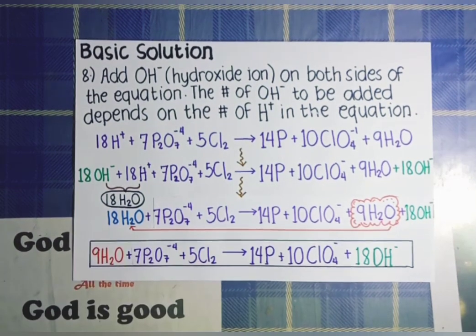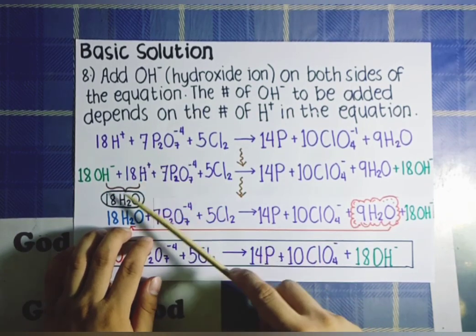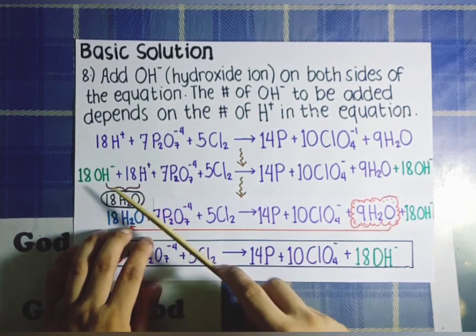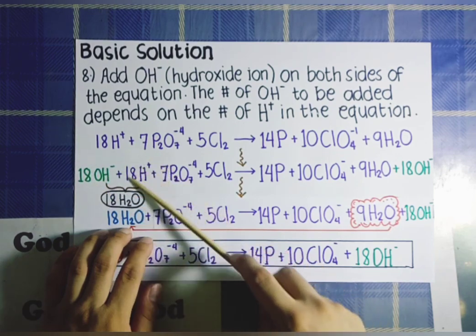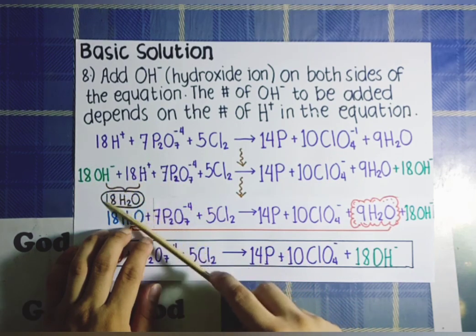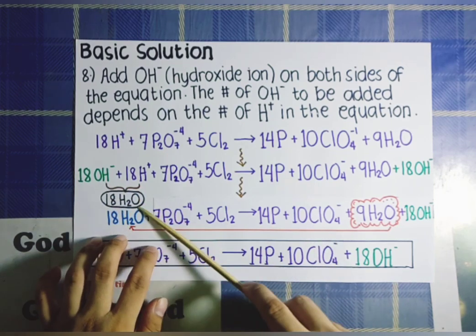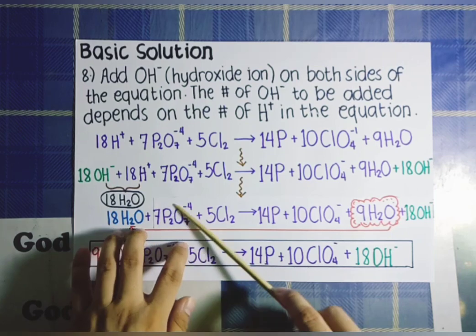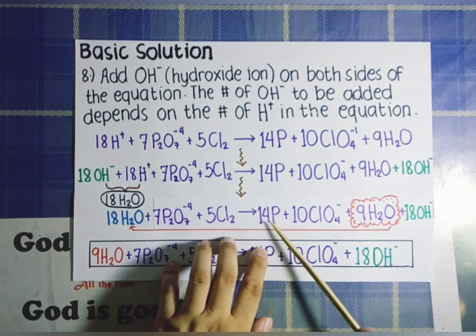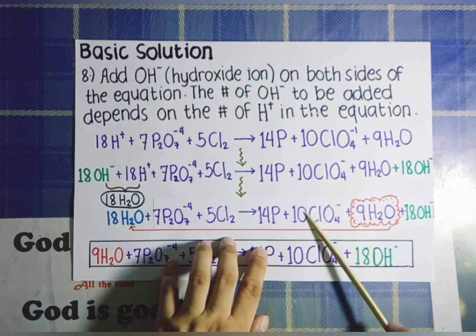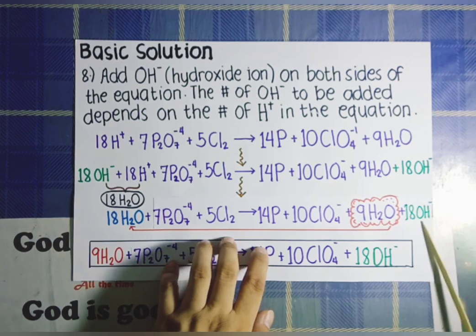Now remember that combination of hydroxide ion and hydrogen ion will create water molecule. And so 18 hydroxide ions plus 18 hydrogen ions will create 18 water molecules. And we will have here 18 water molecules plus 7 pyrophosphate ions plus 5 chlorine gas will yield to 14 phosphorus plus 10 perchlorate ions plus 9 water molecules plus 18 hydroxide ions.